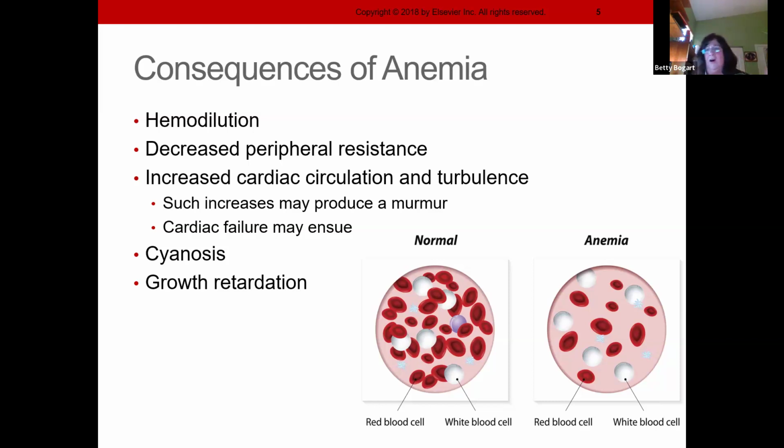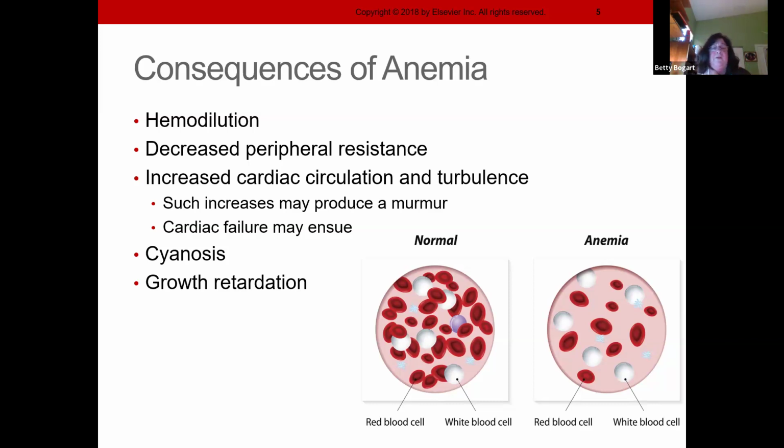So you hear quite a murmur. Now, because the heart's not beating the way it should, and because it's overworking with an elevated heart rate, trying really hard to get whatever's around, you may go into cardiac failure. So anemia is serious. It's something that needs to be looked at.